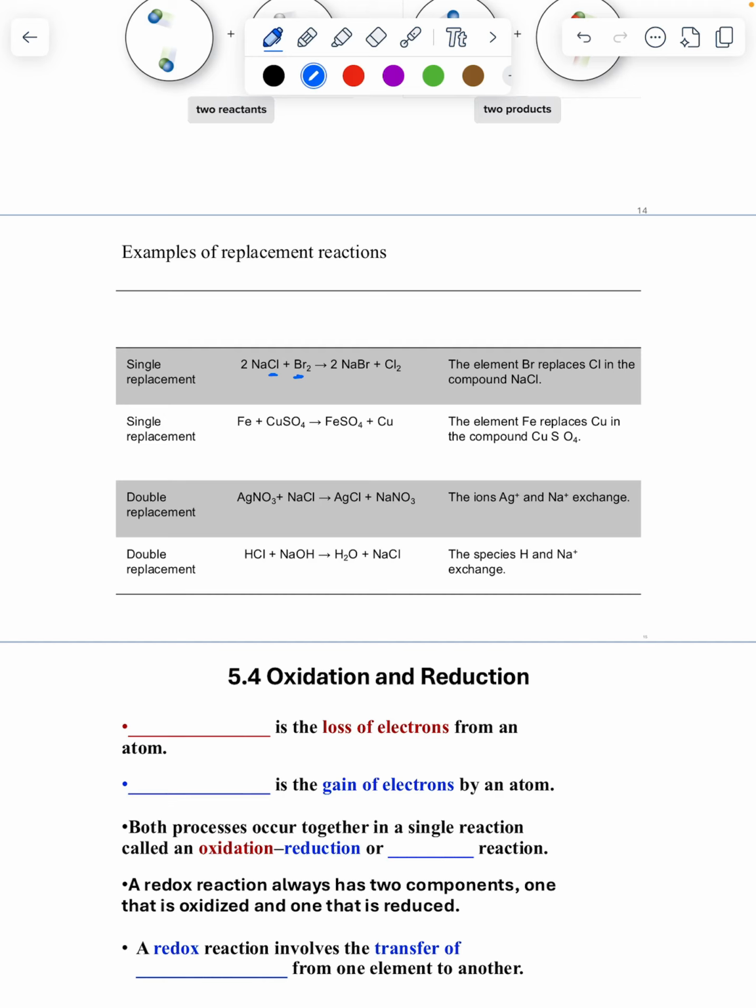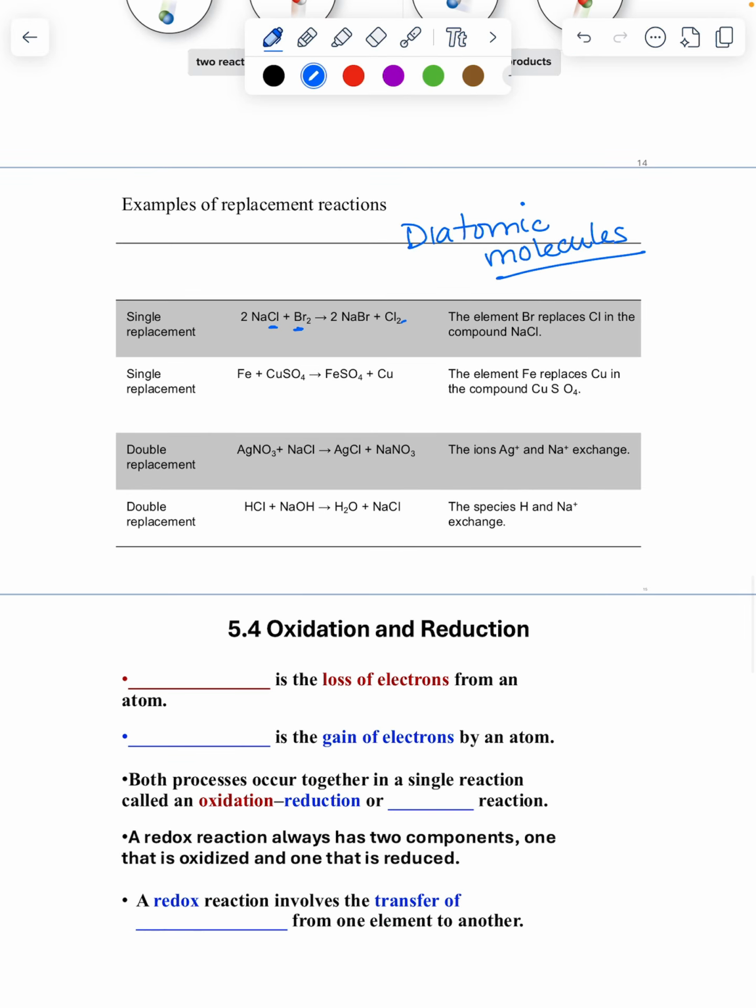Diatomic molecules always exist in pairs, and so Br2 and Cl2 are examples of those diatomic molecules. You have to be sure to put the small 2 following each of the diatomic molecules. Now when these diatomic molecules are in a compound, then it's just a matter of balancing charges. They're not diatomic when they're in a compound.